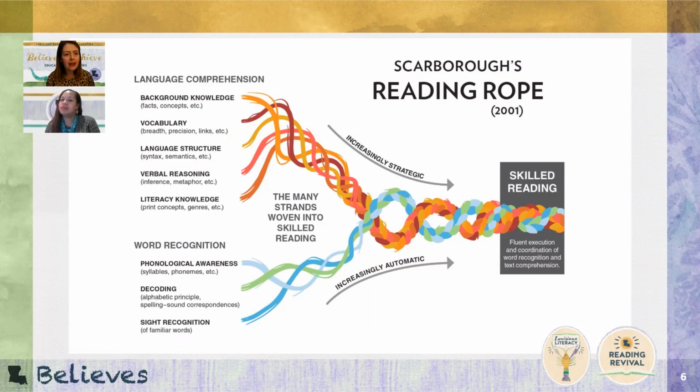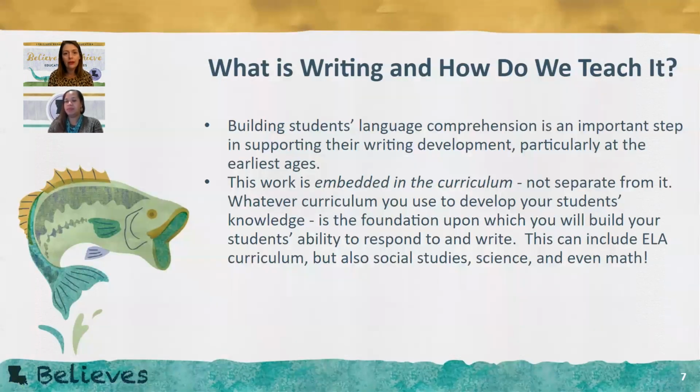And their literacy knowledge, their print concepts, their genres. We'll talk today about audience and purpose. So we want them to understand these things as they are writing as well. And as they become proficient in both of these areas, they braid together, and they will ultimately become both skilled readers, but also skilled writers.